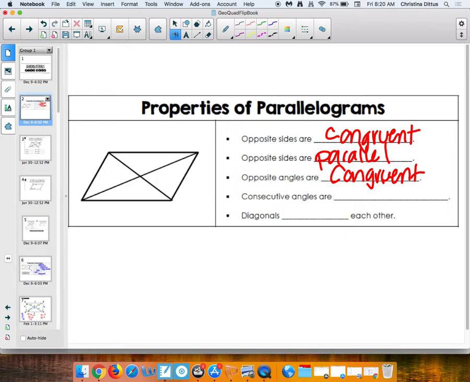Consecutive angles, ones that are next to each other. What do we know about those? They're supplementary, add up to 180. And last thing, the diagonals what each other? Bisect.